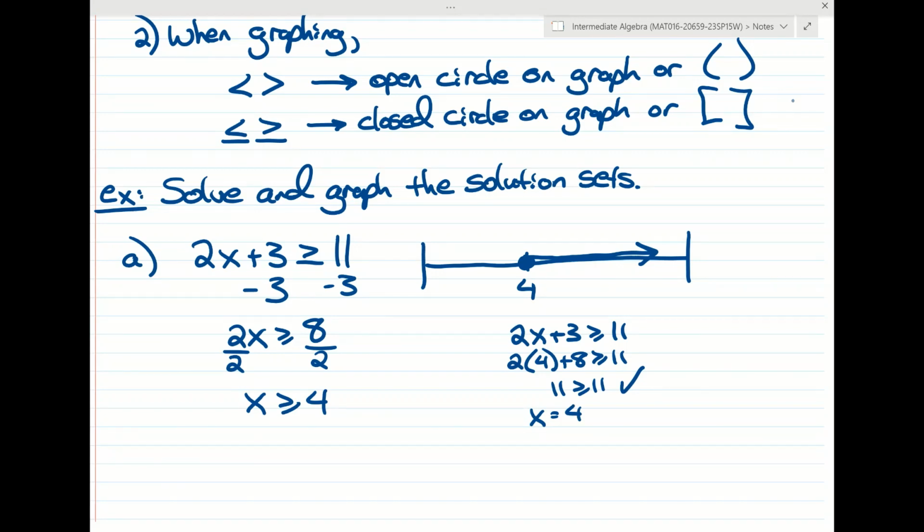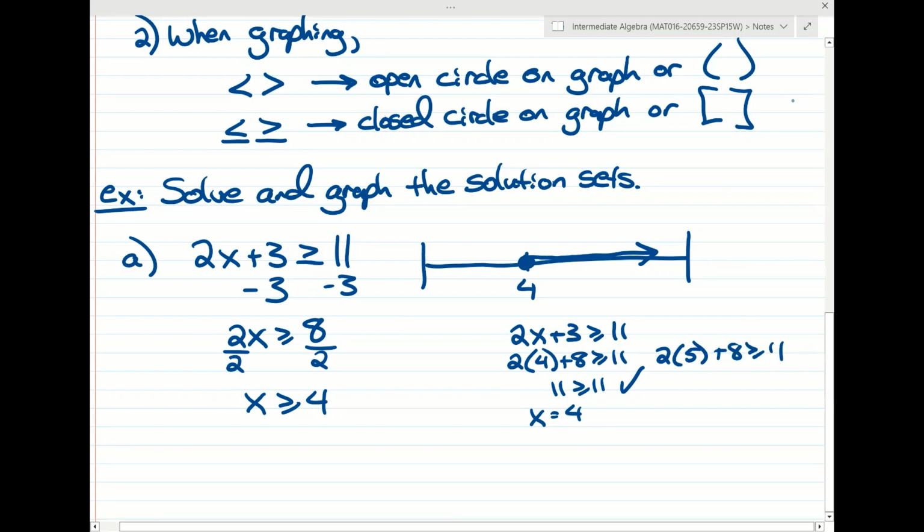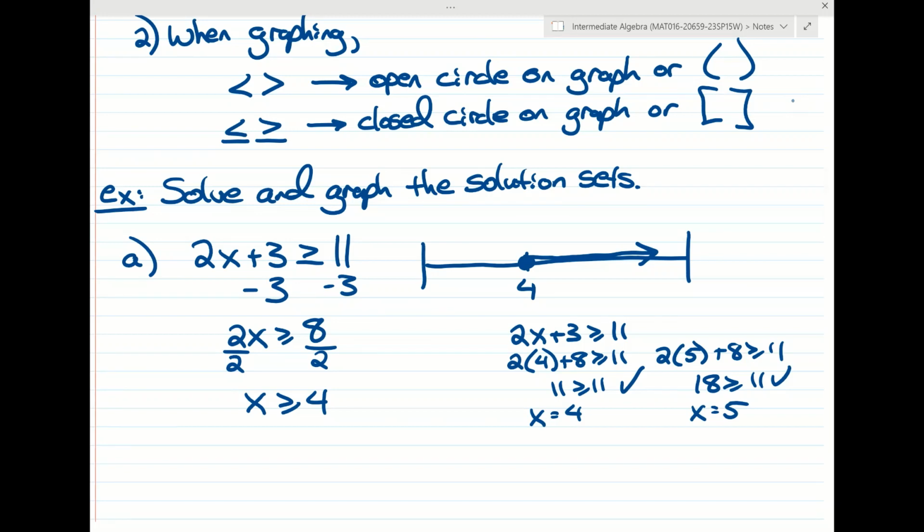You could also use 5. If you were to plug 5 in for x, you'd get 18 is greater than or equal to 11, which is also true. And you could keep plugging in values for x. Any x value greater than 4 would work. So the way we write our answer is just like this, right? And that would be the graph of it.